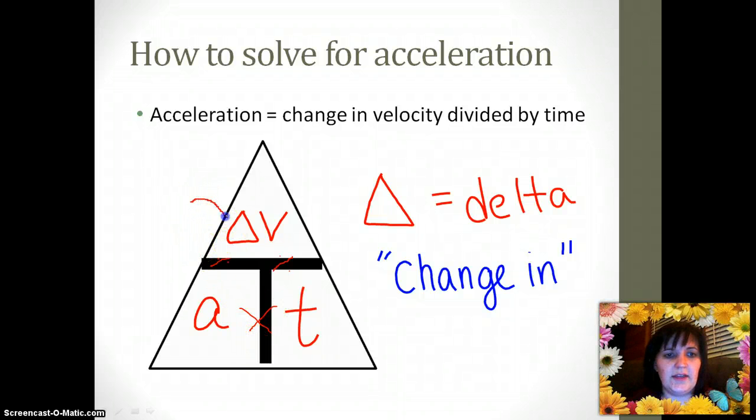This triangle here is a symbol that we see in science, and it comes from the Greek letter delta. So the triangle equals delta, and anytime you see that triangle, it means the change in. So change in velocity, did you speed up, did you slow down? Delta just means what did our velocity change into.